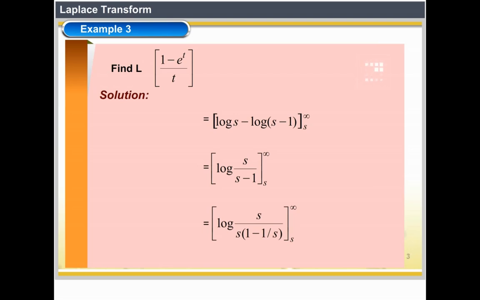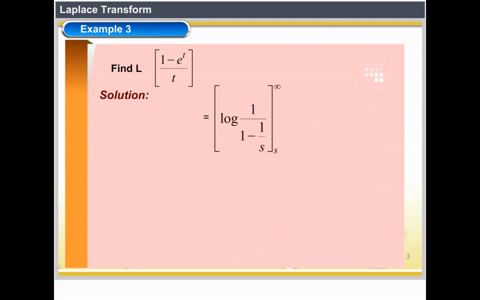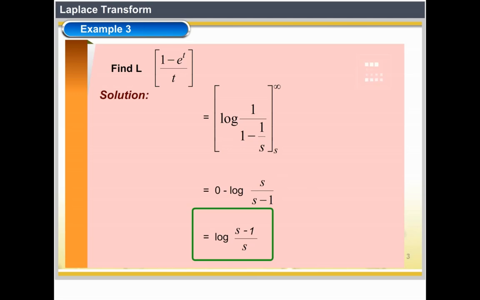One thing we have to note very carefully: till now we didn't apply the limit. In all the steps we have to compulsorily write the limit s tends to infinity. Then equal to log of 1 divided by (1 minus 1/s) with limit s tends to infinity, equal to 0 minus log of s divided by (s minus 1), equal to log of (s minus 1) divided by s.